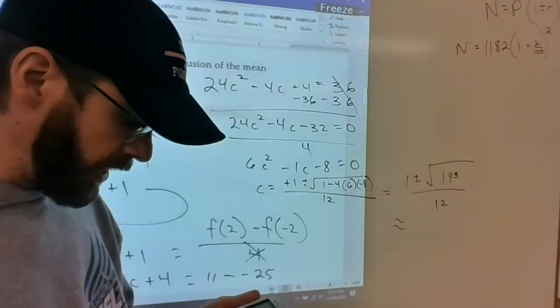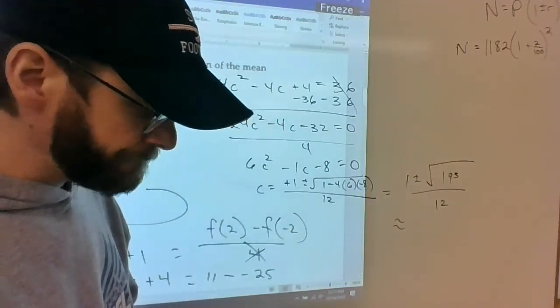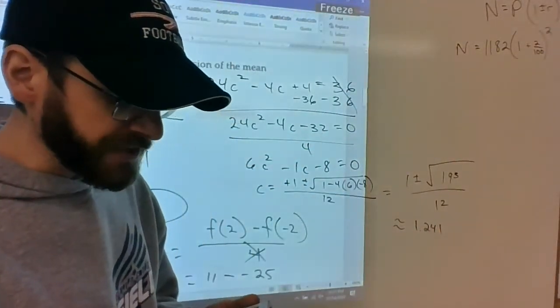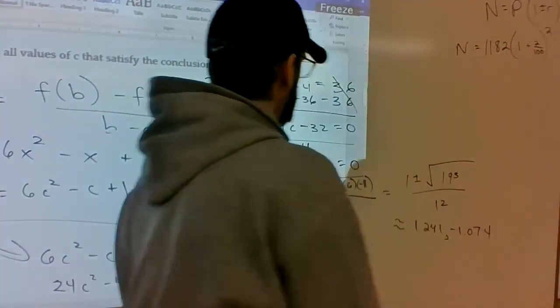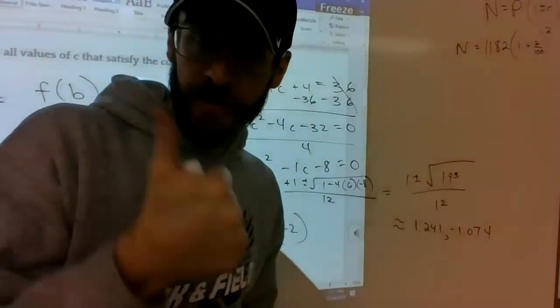The two solutions are 1.241 and negative 1.074. They both live in between -2 and 2, so they both verify.